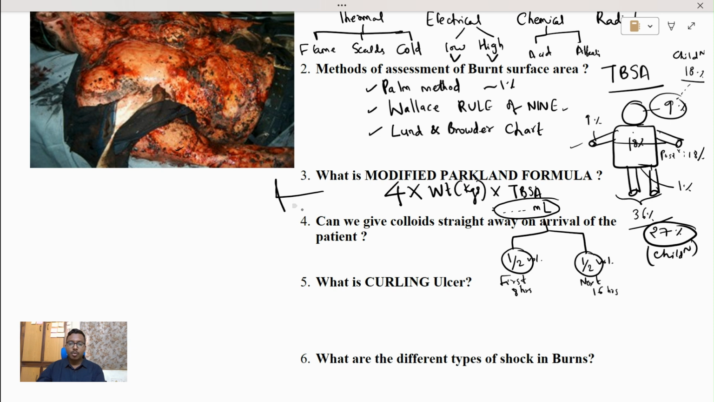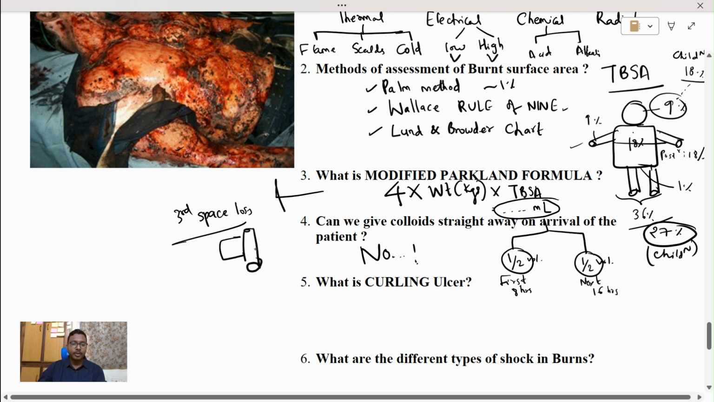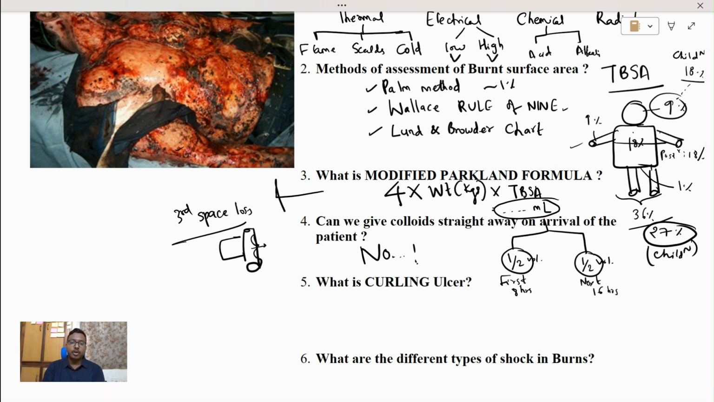Next, can we give colloids straight away on arrival of the patient? The answer is no. Why should we not give colloids in the first 24 to 48 hours? Because the main pathogenesis in burns is third space loss. What do you mean by third space loss? This is the intravascular compartment, and this is the cell. In the first 24 to 48 hours, there will be increased endothelial gaps. So whatever colloids you give will extravasate into the interstitium. That is called third space loss. Hence, we should not give colloids in the first 24 to 48 hours.